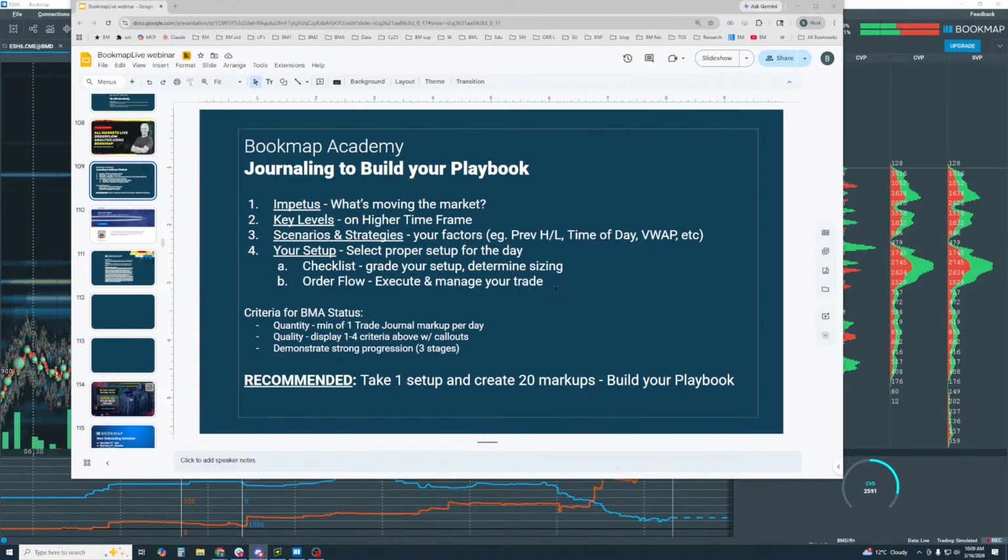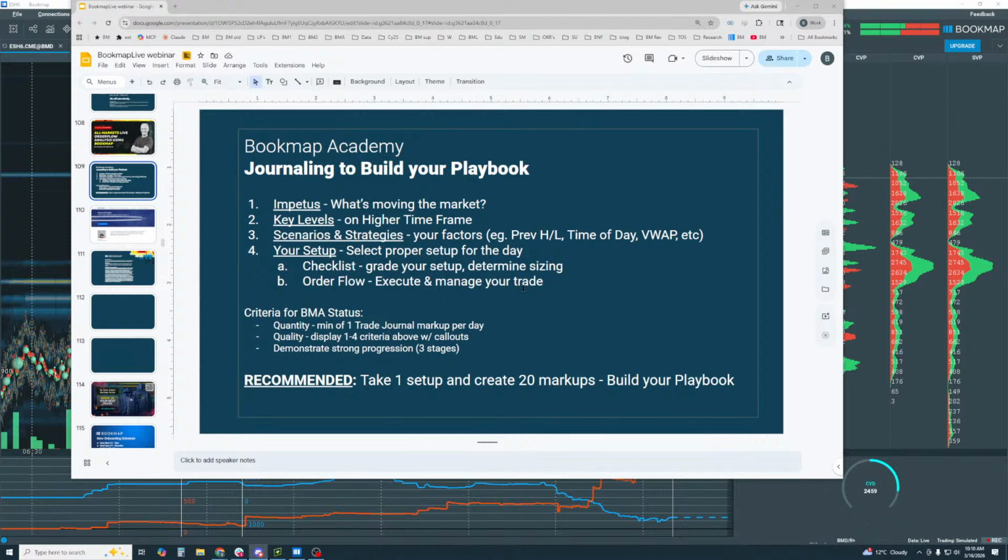All right, so impetus, what's moving the market? Well, we know that geopolitical concerns are huge, and that's been moving the market around all over the place. That is the environment we're in. Now geopolitical events are rather hard to prepare for. You've really got to have your eyes glued to the news.